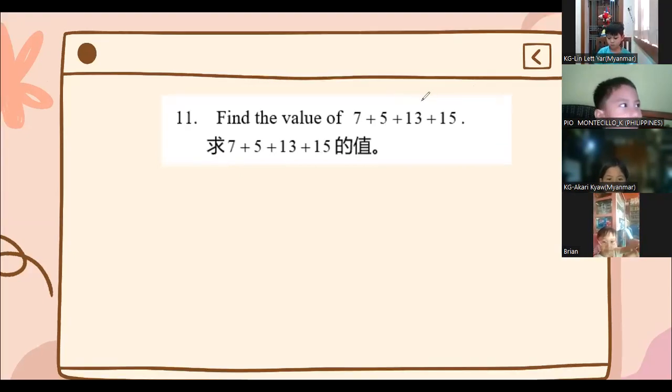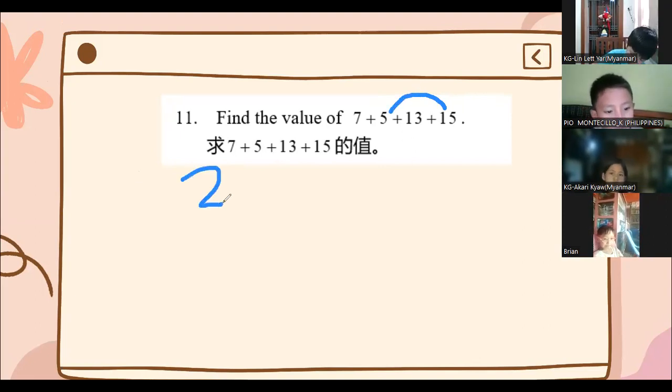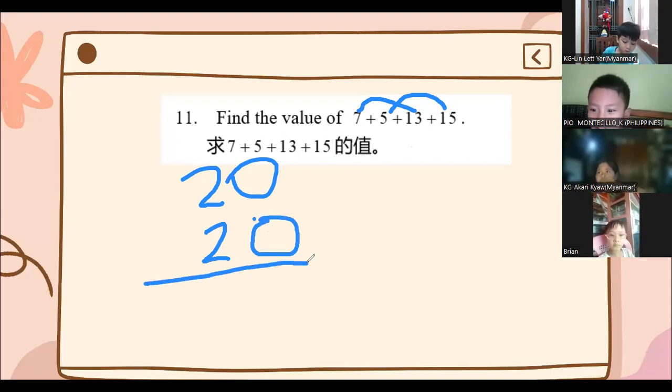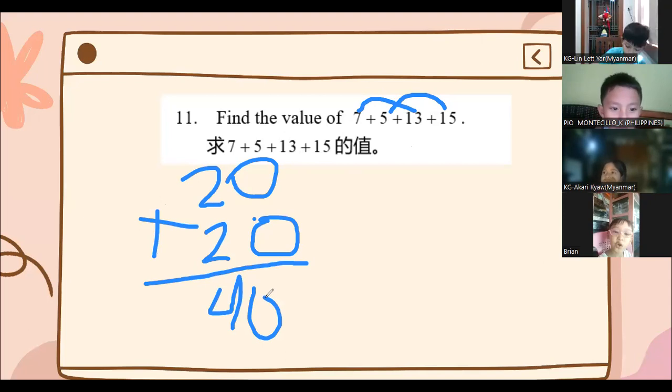So remember what I said earlier, that you have to pair the right numbers to get a sum that ends with 0 as the unit's digit, right? Here, for example, if we're going to pair the 15 and 5, that will give us a sum of 20, right? So it ends with 0. And then if we're going to pair 13 and 7, it also ends with 0, their sum, because it's still going to be 20. So see, it's easier this way. 20 plus 20 is equal to 40. Very good. Okay, so it's 40 there.